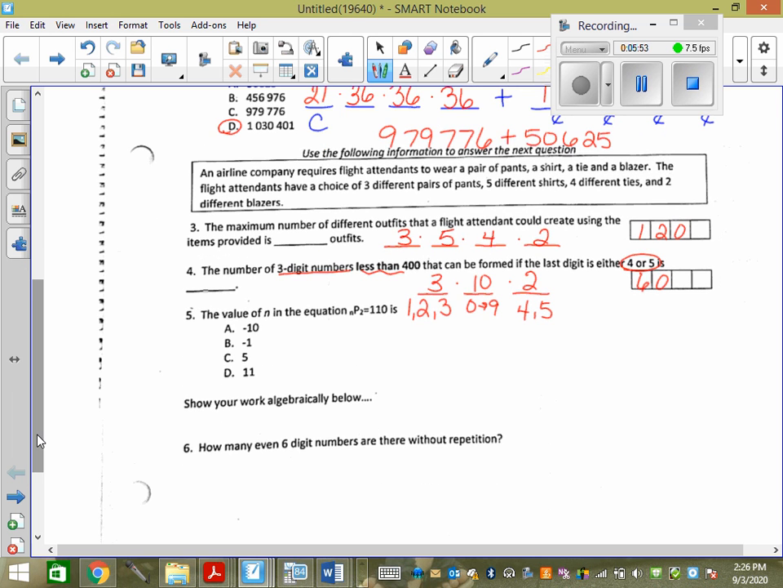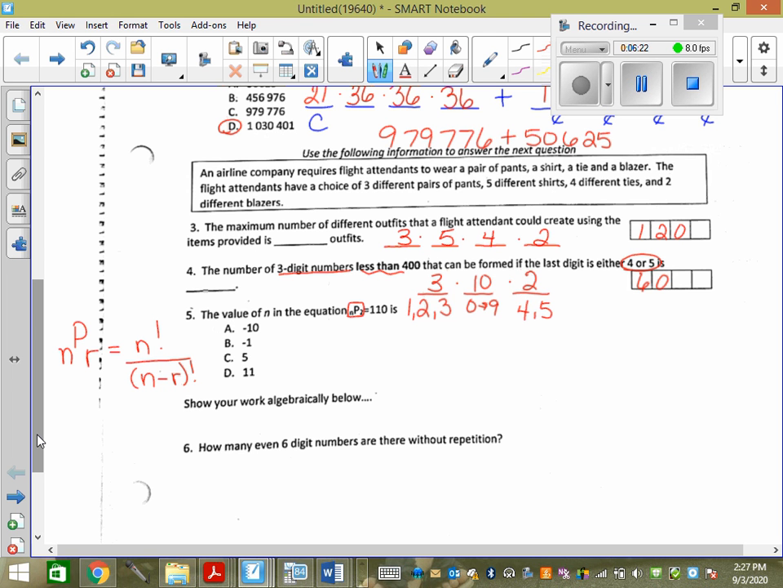Okay, NP2 equals 110. The moment you see this, you have to put it into the formula, right? The formula is nPr equals n factorial over n minus r factorial, which was in your notes. It's also on your formula sheet, so you never have to memorize it, right? Could you have literally just guessed and checked with your calculator? Yeah, because it's a multiple choice. So do you think they're going to give you a multiple choice?